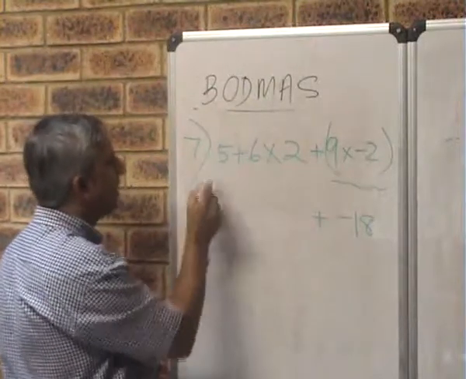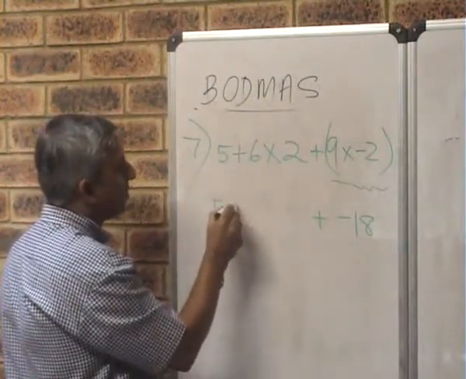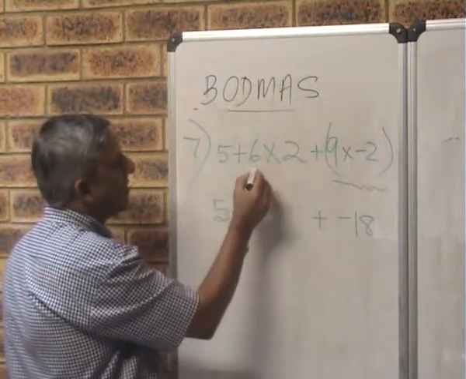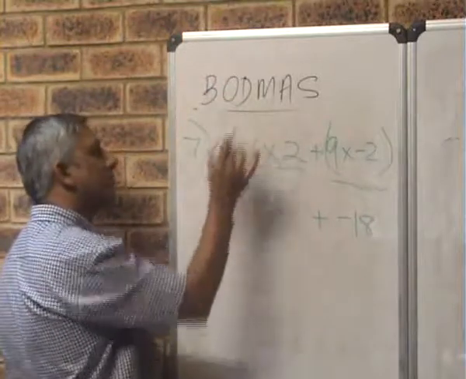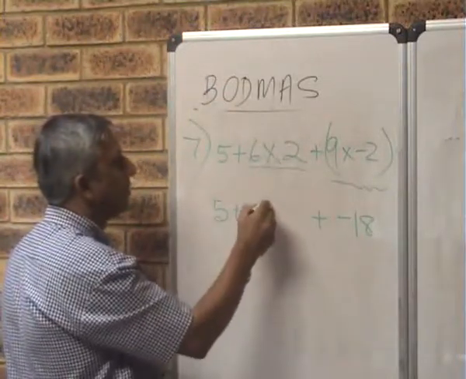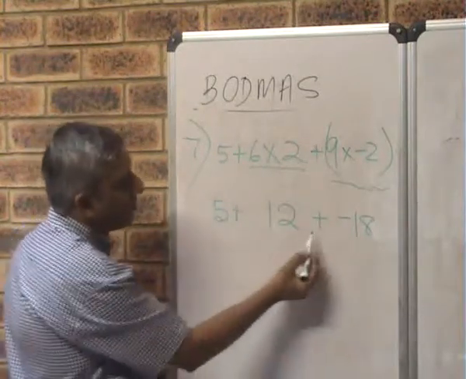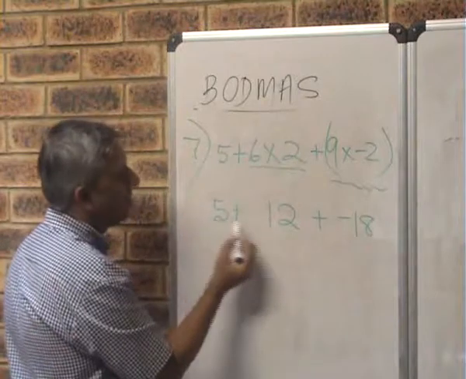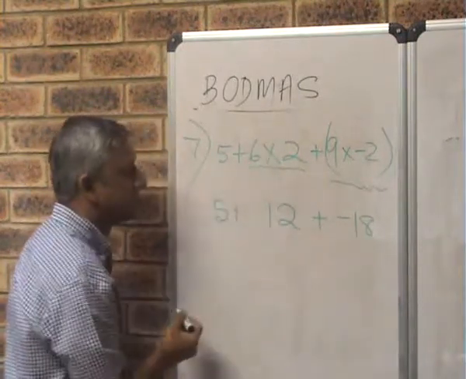Now come back to the beginning. There's the 5. Now, there's the plus. Now you can see I've done the brackets and now I've got a multiplication. So I can now do this multiplication, which is my second step. 6 times 2 will give you 12. Now, over here, you got 5 plus 12 plus minus 18.